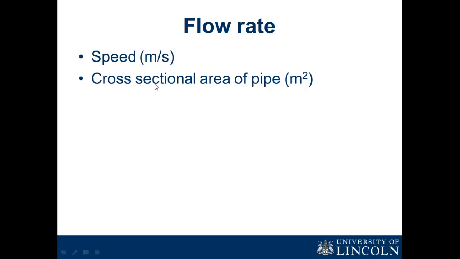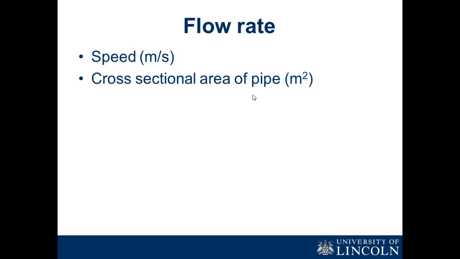Now, we've been given the cross-sectional area of the pipe. The flow rate of a pipe will be a function of the speed, the distance covered every second, and not just that alone, but also the cross-sectional area of the pipe. If the pipe is very wide, you expect the flow rate to be higher.